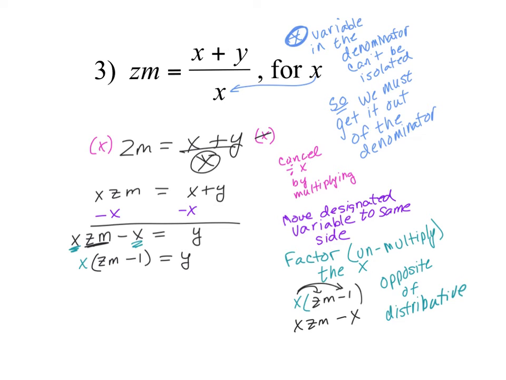So my X, that was doing the most. X is finally almost by itself. Our very last step is that we still need to do one last step to isolate it. This X sitting next to the Z M minus 1 implies multiplication. So we are going to undo that multiplication by division. So we are going to divide by Z M minus 1. What we do to one side, we have to do to the other, of course. So finally, we have our X isolated. So X is equal to Y divided by Z M minus 1.